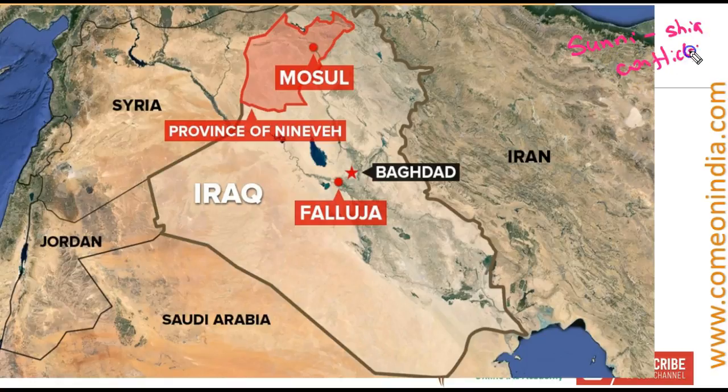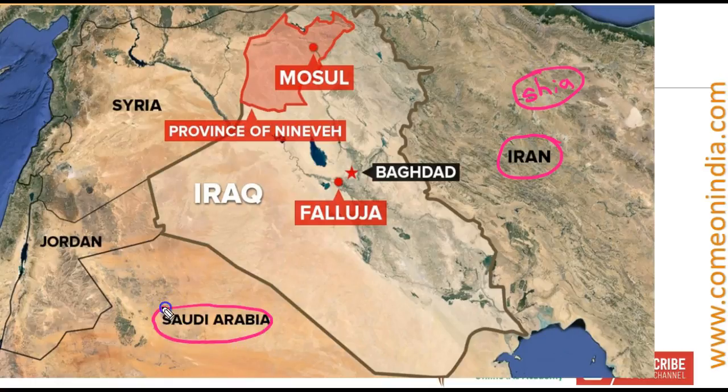There are two sections in the Muslims, one is Shia and second is Sunni. And Iran is a country which is a Shia Muslim majority nation. Saudi Arabia is a country which is a Sunni Muslim majority nation. What about Iraq? In Iraq, we can say 3/4 of the people belong to the Shia section and 1/4 belong to the Sunni section.